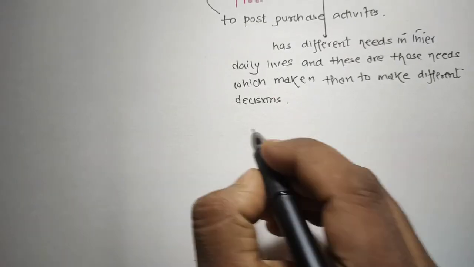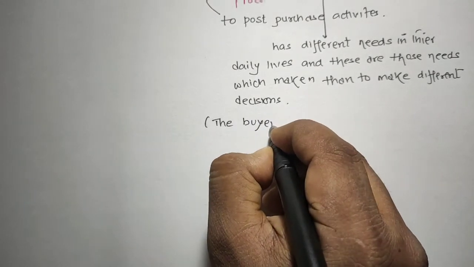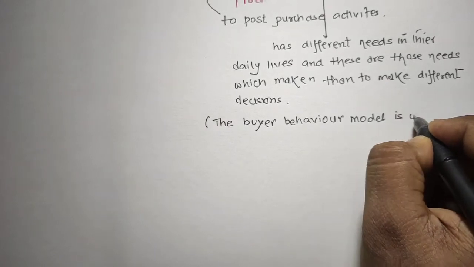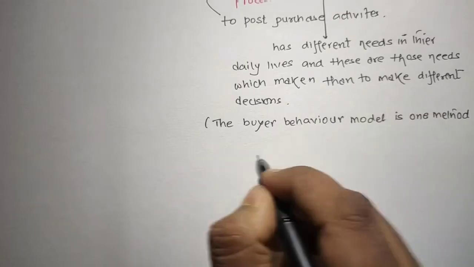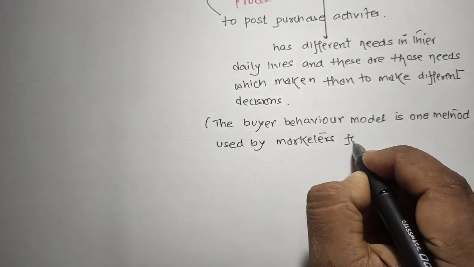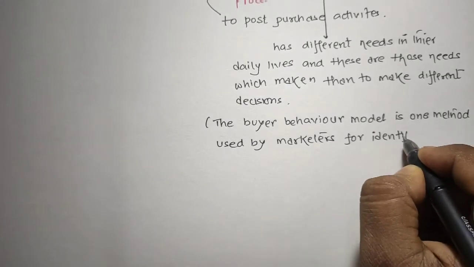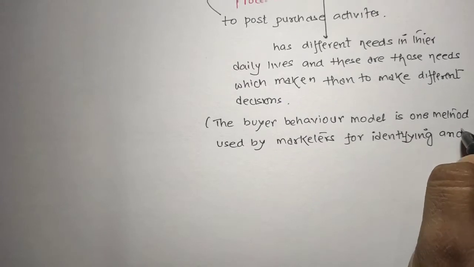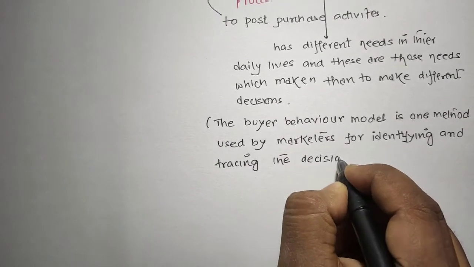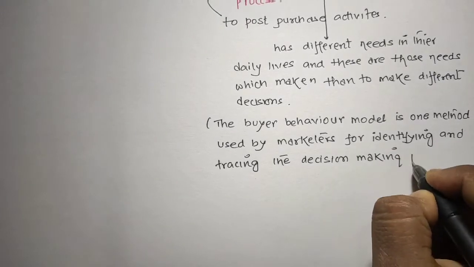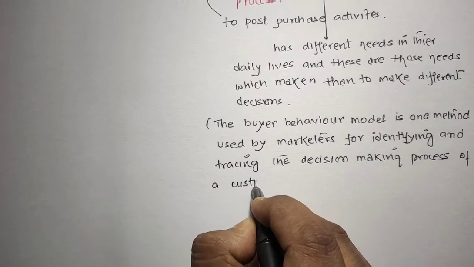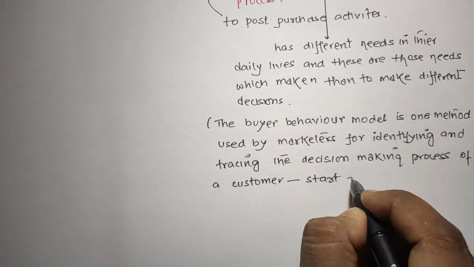Clear? From the viewpoint of marketer, the buyer behavior model is one method used by marketers for identifying and tracing the decision making process of a customer from start to end.